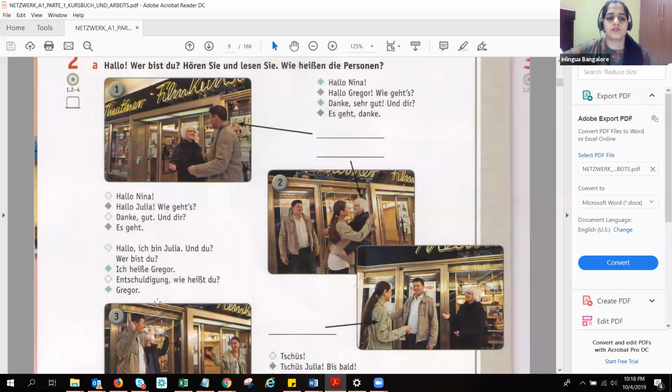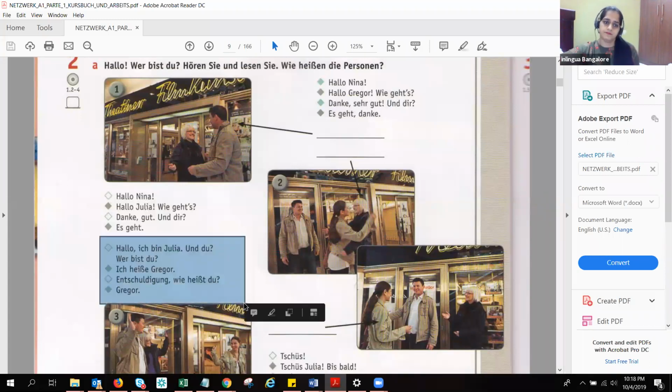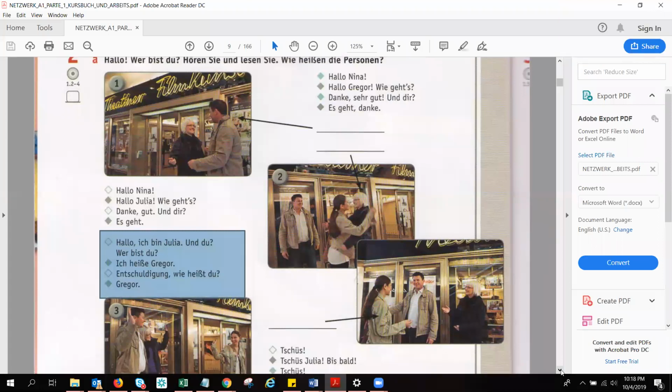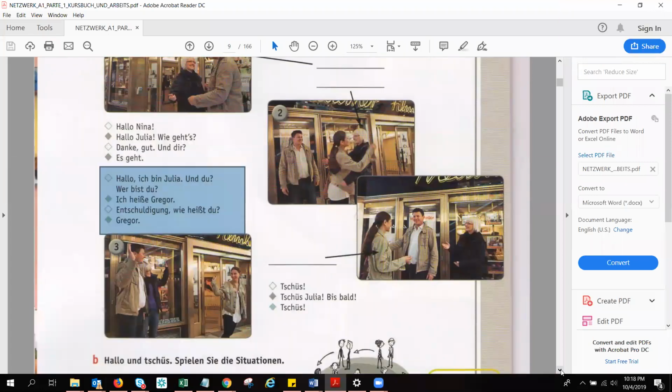Now, next, Pratibha, can you read this? Yeah. Hello, ich bin Julia. Und du? Wer bist du? Ich heiße Gregor. Entschuldigung, wie heißt du? Gregor. Ja, okay. Hallo, ich bin Julia.